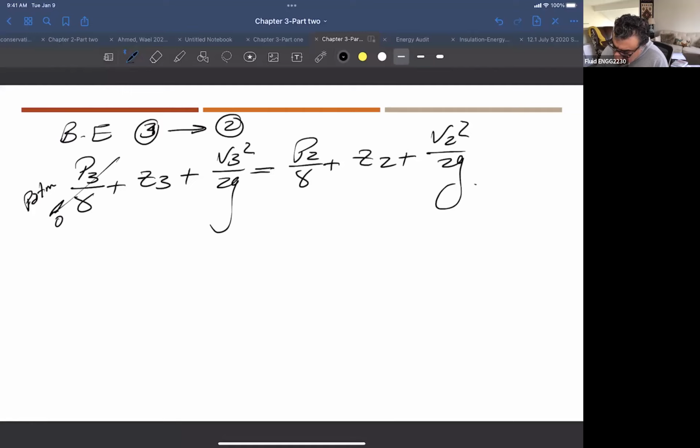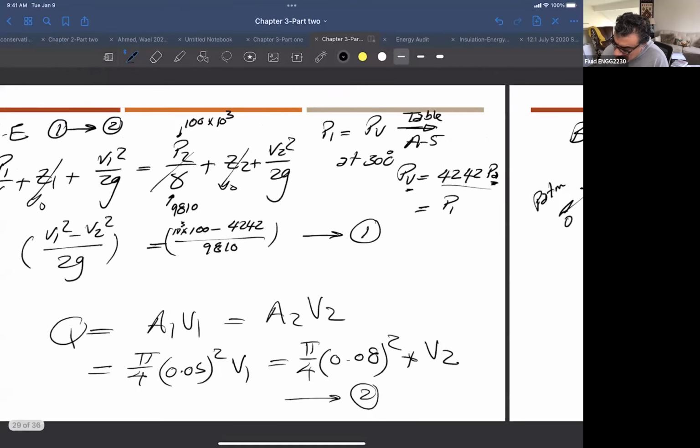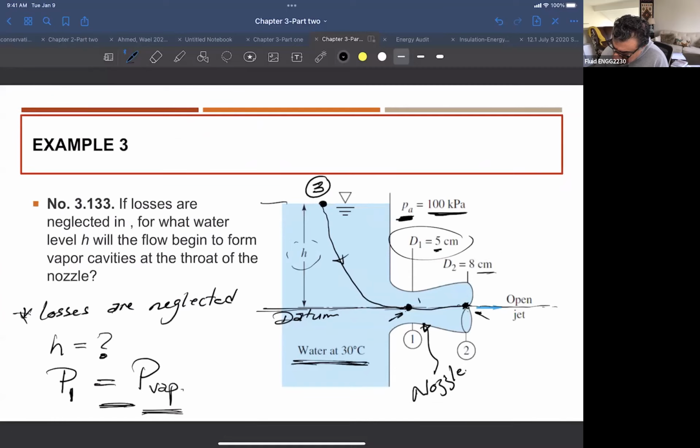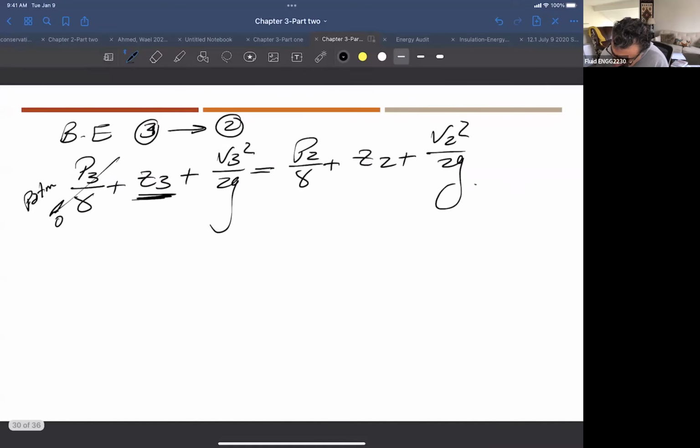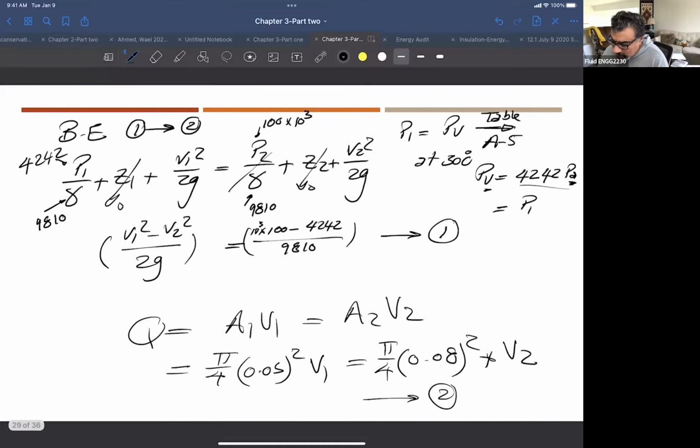Z3 here is your H, because this is a reference point, and this distance is your Z3, which is H. Plus the velocity inside the tank, and the velocity inside any tank is 0. You see here, I expected this. I put P vapor here. In this equation, I put P atmospheric at one point and P vapor at another point, and I put this in absolute, so I have to put the other in absolute as well. The difference has to be matching.